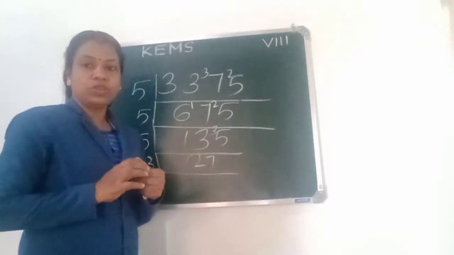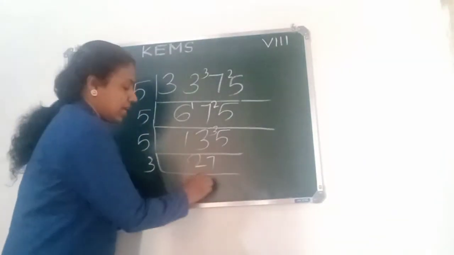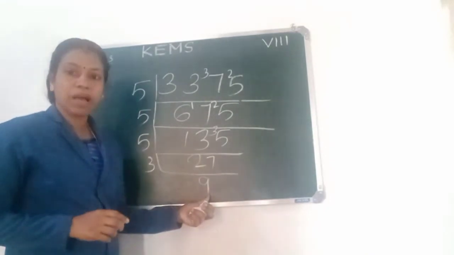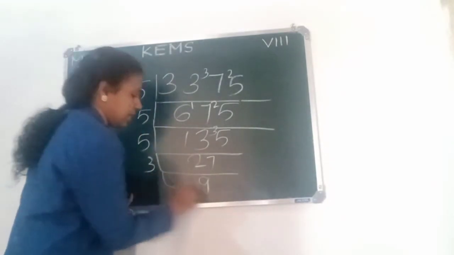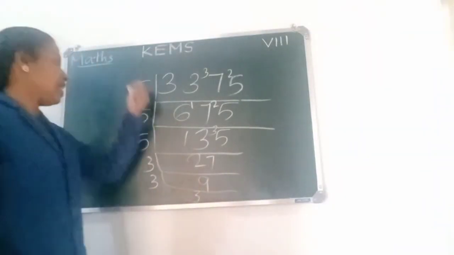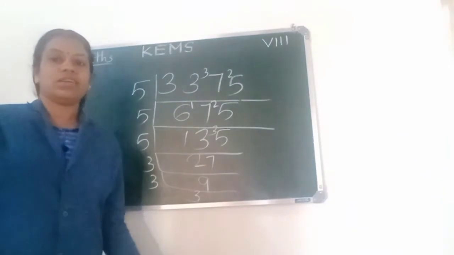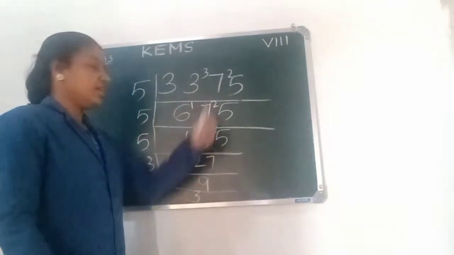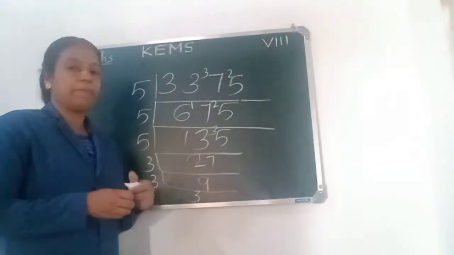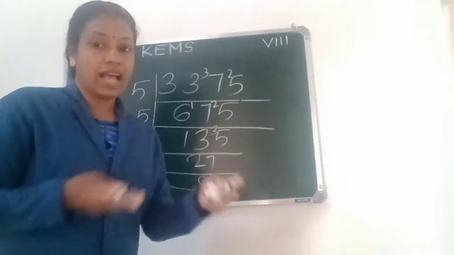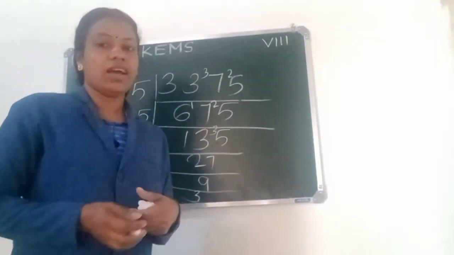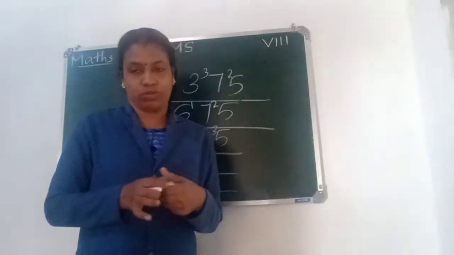How many 3s are in 27? Yes, there are 9 3s. So 9 is divisible by 3. Again, 3 3s are 9. So these are the prime factors of the number 3375. Arrange the numbers as triples, because here we are going to find the cube root.